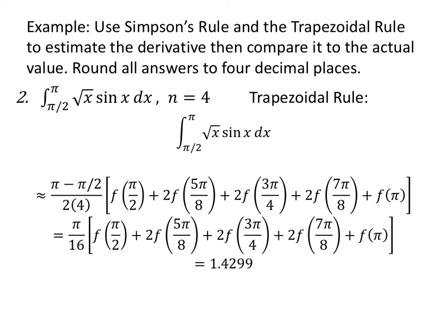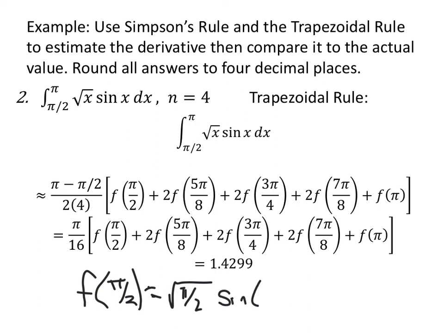And when I'm evaluating f of pi over 2, just so we can see exactly what this is, f of pi over 2 is the square root of pi over 2 times the sine of pi over 2. And it'll be the same for all of them. f of 5 pi over 8 will be the square root of 5 pi over 8 times the sine of 5 pi over 8, and so on. And you can see where absolutely we're going to use a calculator to evaluate these, and I get the approximation of 1.4299.